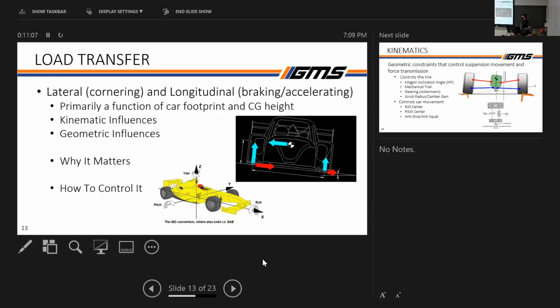That's mainly a function of the footprint of the car, and what I mean by that is the track width and the wheelbase, so how wide the car is and how long the car is, and the center of gravity height, which is how high the center of gravity is off the ground.